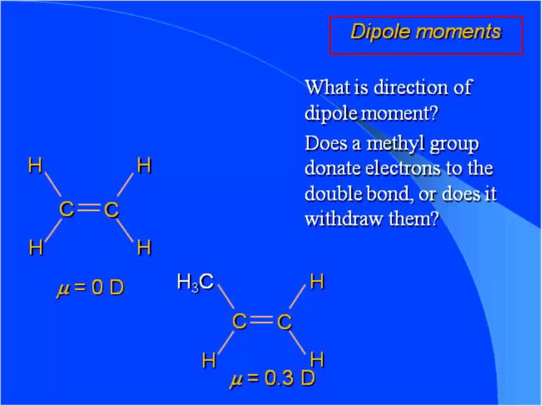Carbon and hydrogen are almost similar in electronegativity. So you don't really expect much polarity to exist. But there can be an unsymmetric situation, and that may give rise to a slight dipole moment. That means slight polarity.